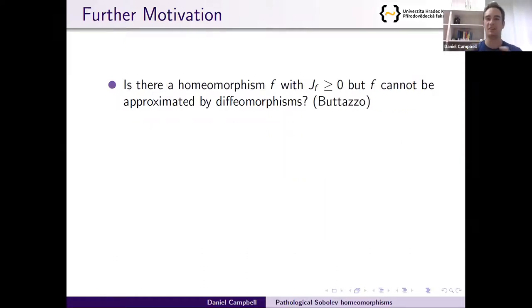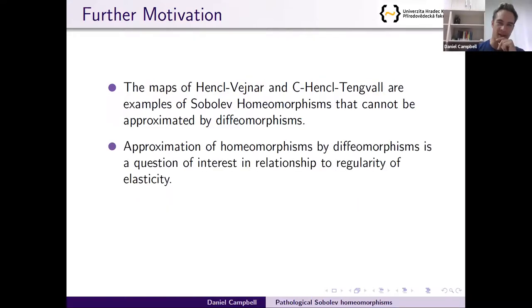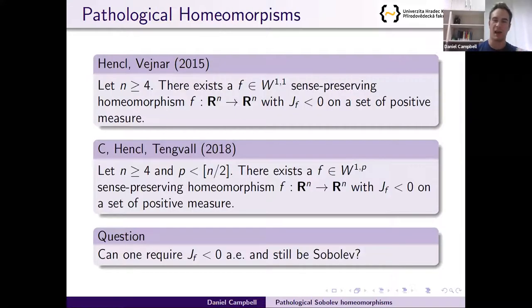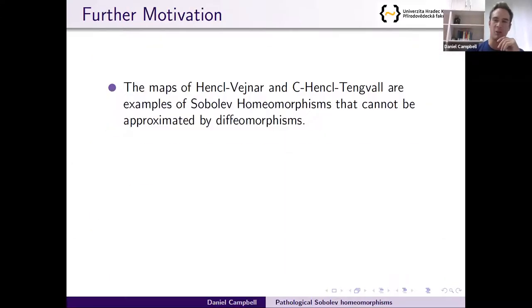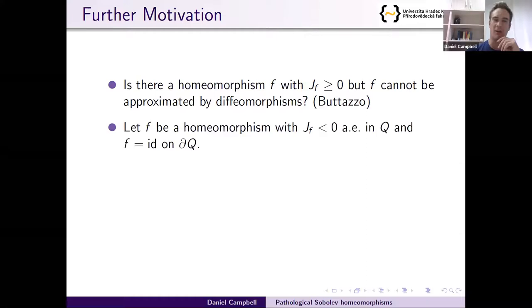This leads to a question which was asked by Buttazzo based on our presentation: can you find a homeomorphism f whose Jacobian doesn't change sign, but still can't be approximated by diffeomorphisms? Now, if I jump back a second, we asked the question: can you require the Jacobian to be negative almost everywhere? And actually, I want to say that these two questions are interrelated.